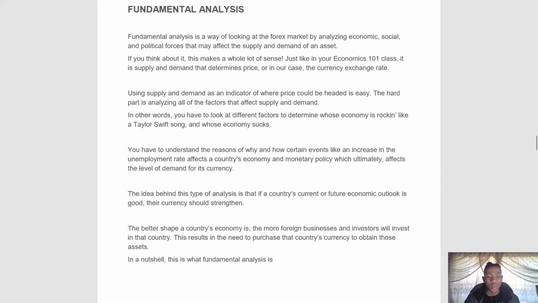So the better shape a country's economy is in, the more foreign businesses and investors there are in the country, resulting in a purchase of the country's currency to obtain those assets. So in a nutshell, that's what fundamental analysis is. Fundamentals help us understand what will happen next by how the economy is doing in terms of the economic, social, and political forces that actually affect the entire economy.